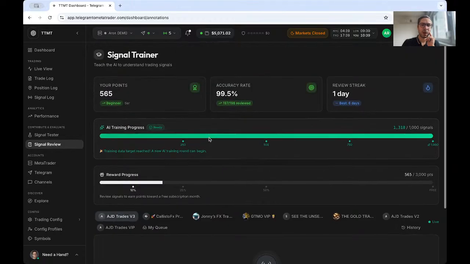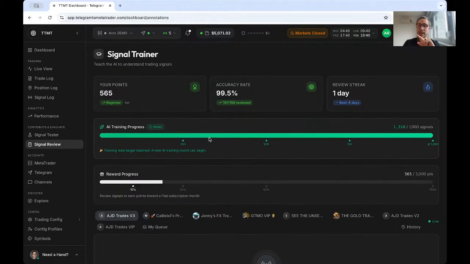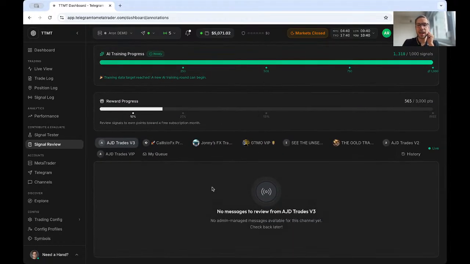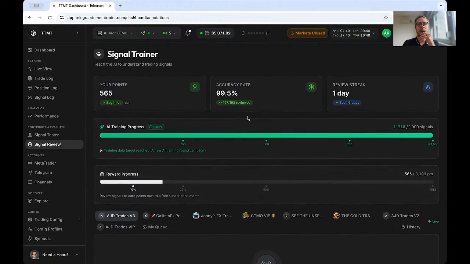Signal review. This is something that we are not using right now because the training progress is now over. But when there is an influx of channels with new signal formats, for example, that are somehow different than what we've seen before, then you have the opportunity to participate in the signal review process, where you basically tag and annotate the signal yourself, teaching the TTMT AI under the hood to have a better accuracy.